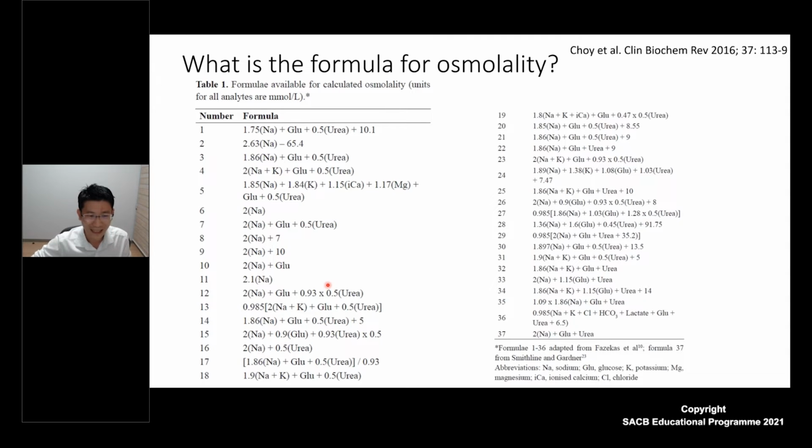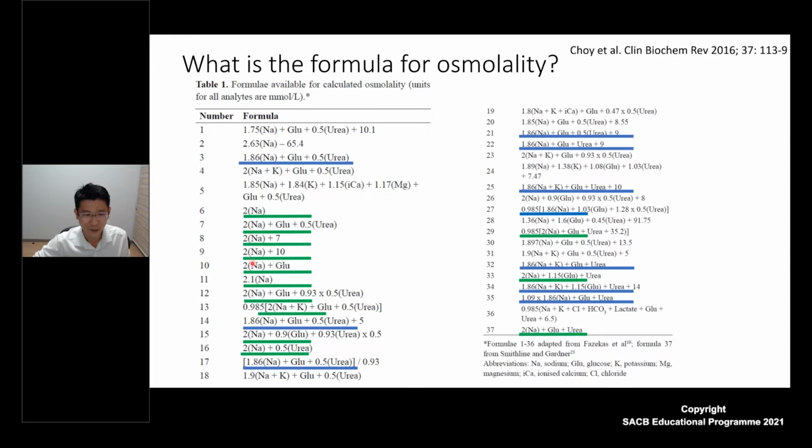So number one is like 2 times sodium, repeated many times, and sometimes 2 times sodium plus something. And then you also see a 1.86 gang: 1.86 sodium, 1.86 sodium plus something. So why is it split into two? One is 2.0, one is 1.86.